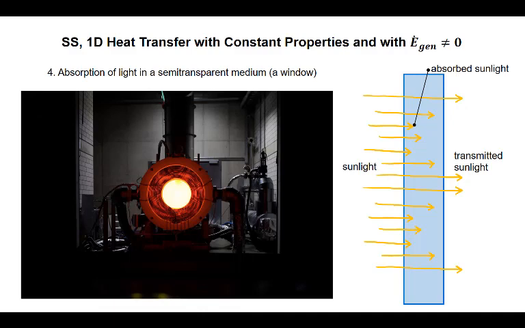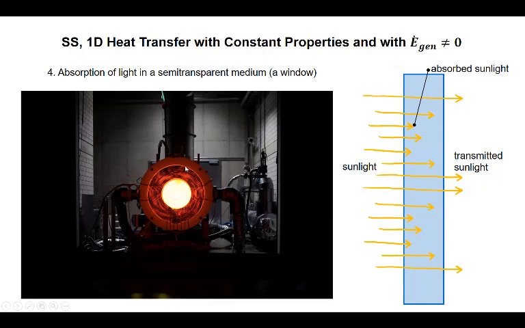As a final example of a problem that includes volumetric thermal energy generation and is often modeled as steady state and one-dimensional, consider the absorption of light in a semi-transparent medium. In this picture, we see a solar chemical reactor. Here we are looking at the reactor after the sunlight has been turned off. The reactor remains hot and is radiating energy out, which is why it appears to be bright on the inside.